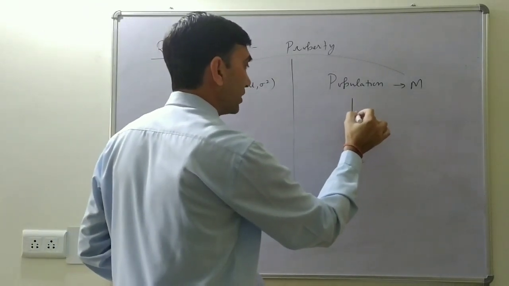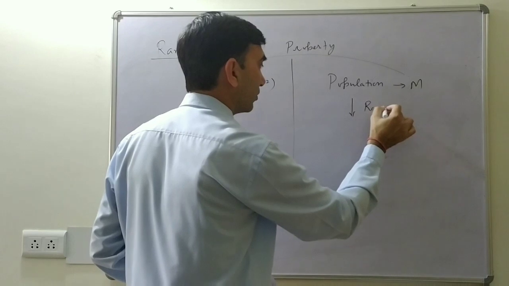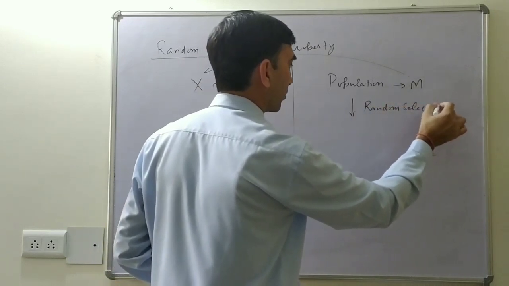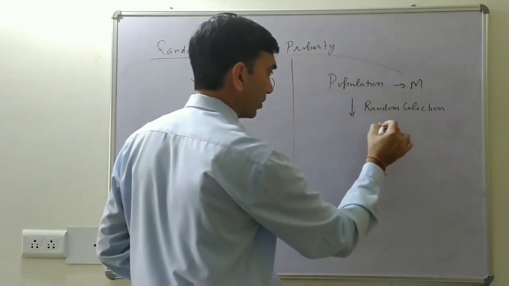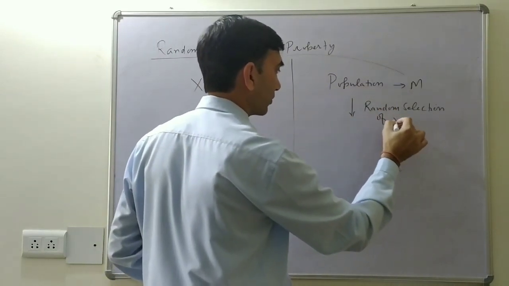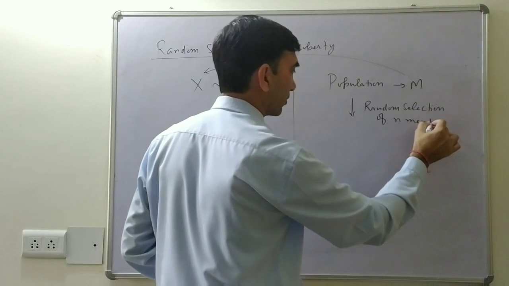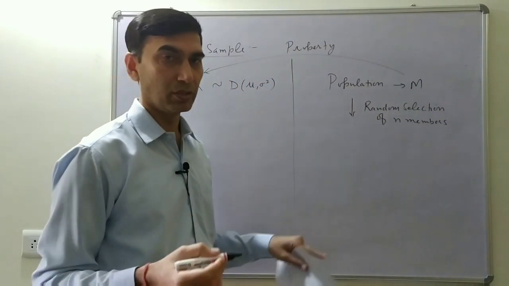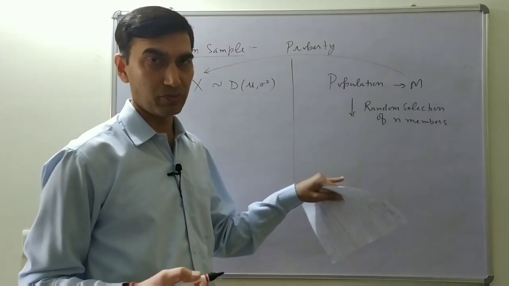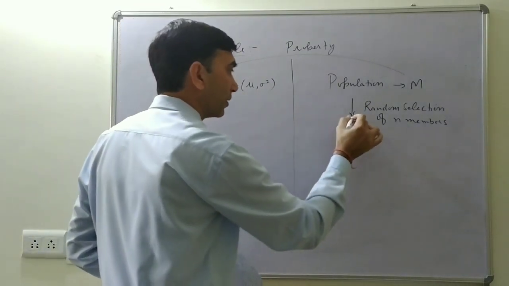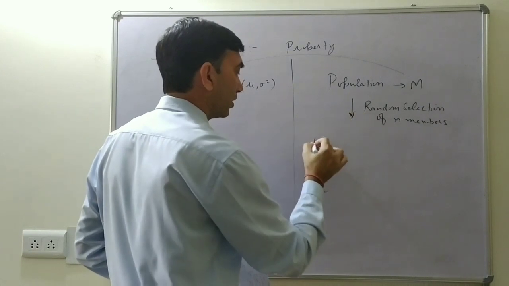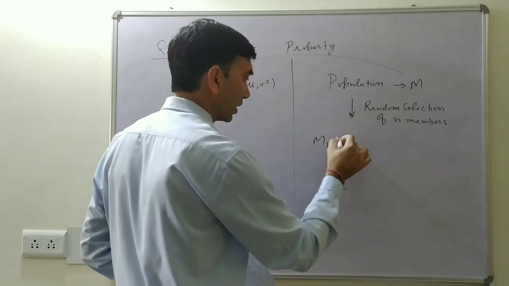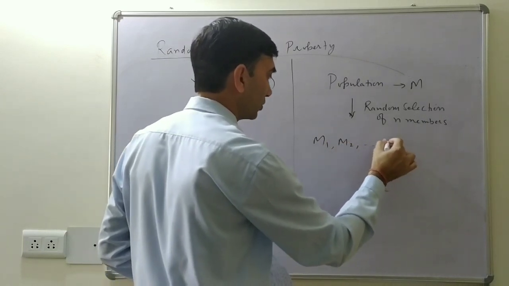Now let's make a random selection of n members from the population, and also the selection of each member is independent of the other selections. Say the chosen members are M1, M2 and so on, Mn.